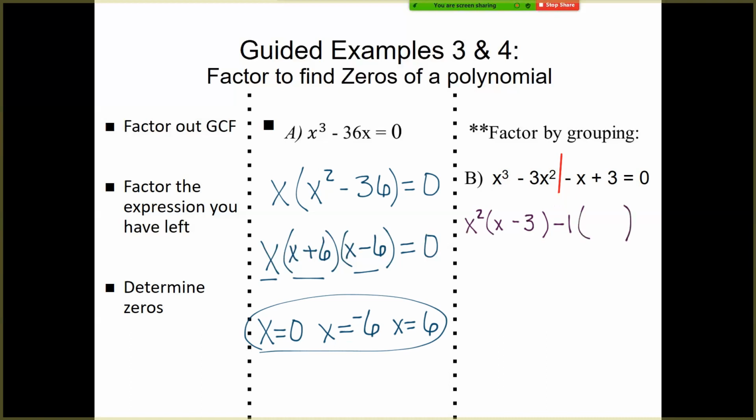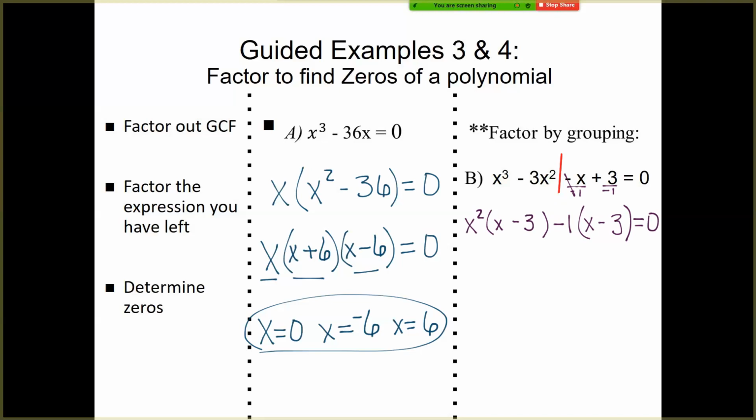So looking at those two terms, I have negative x, and I'm going to factor out a negative 1. That's like dividing this by negative 1. Well, a negative x divided by negative 1, those negatives will cancel. X divided by 1 is just x. If I divide positive 3 by negative 1, that just gives me negative 3.